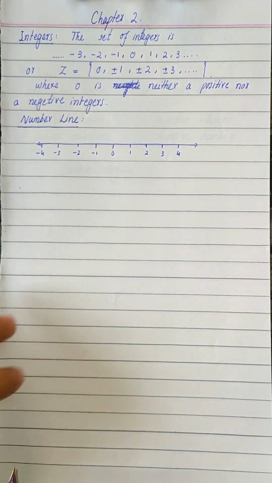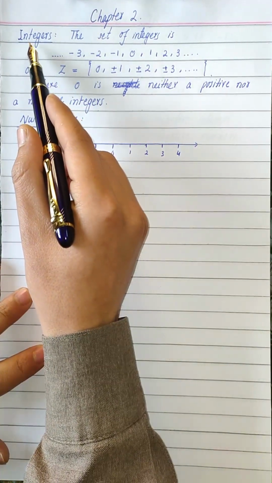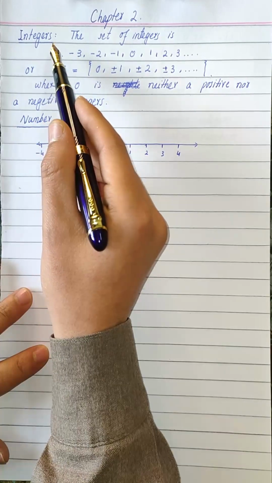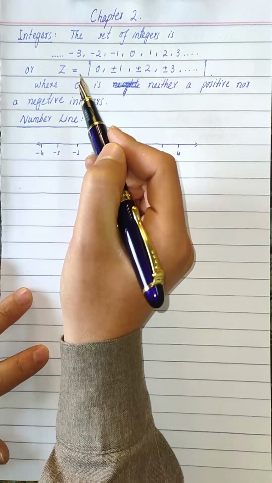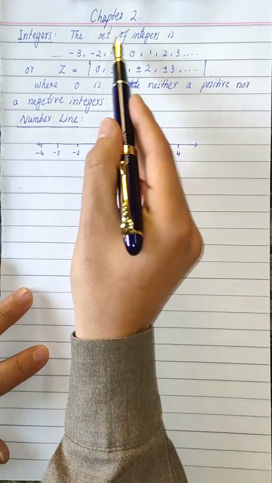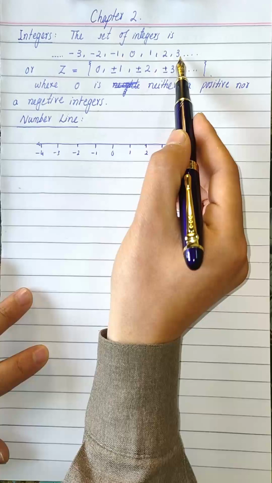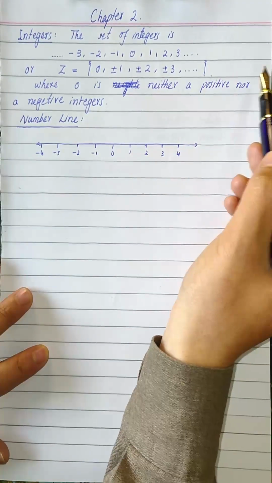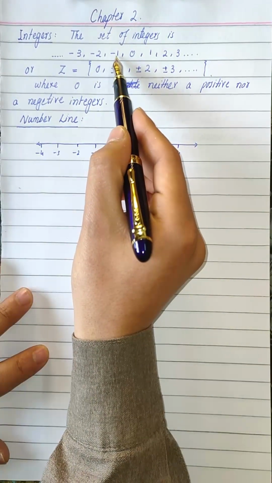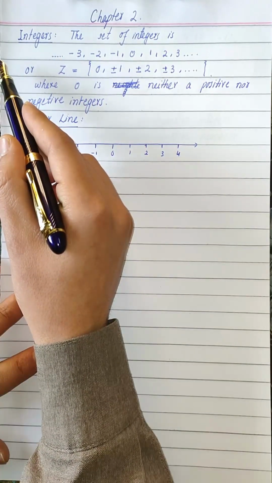Chapter number 2, and the first topic in chapter number 2 is integers. So what are integers? Integers are basically a set of numbers which is shown here. We can see that in the set of integers there is 0 and there is +1, +2, +3 and so on till plus infinity, and we also have -1, -2, -3 till negative infinity.